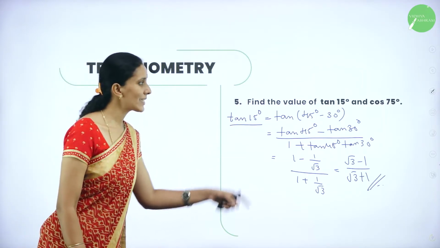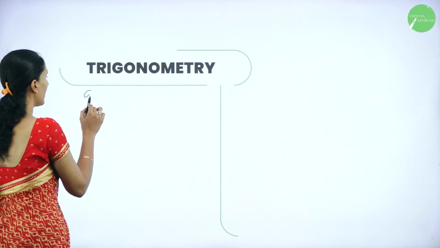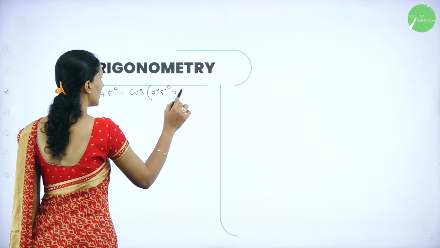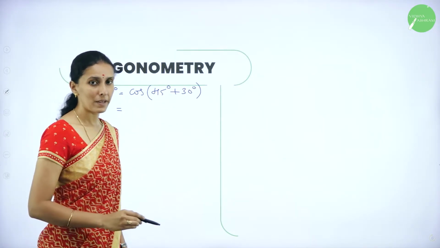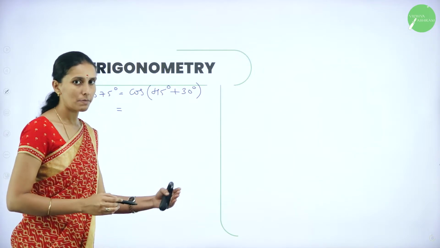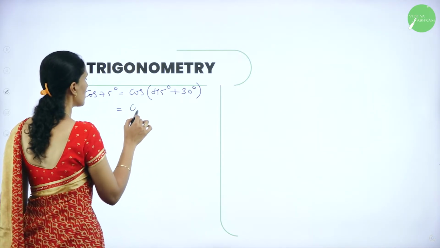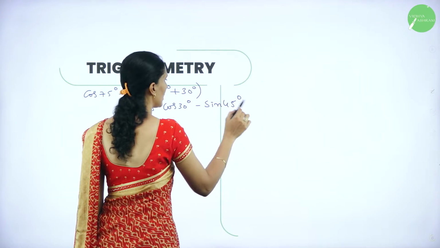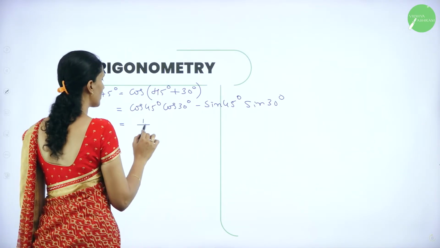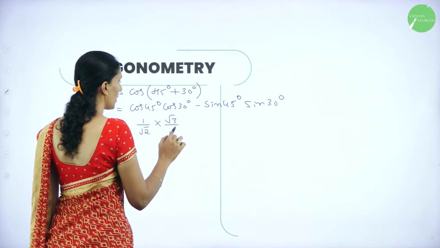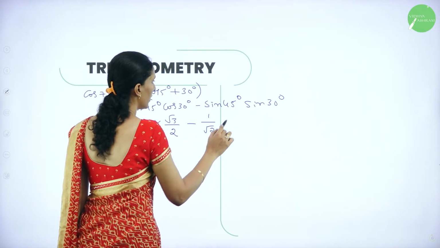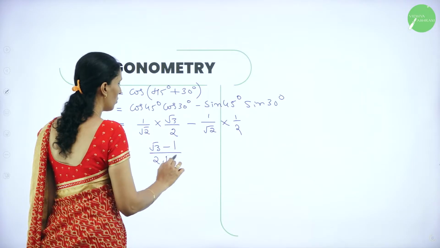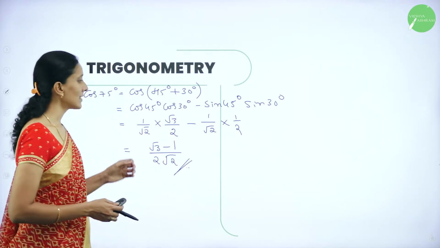Next we will take cos 75 degree. So cos 75 degree can be written as cos (45 degree plus 30 degree). What is the cos (A plus B) formula? Cos (A plus B) is cos A cos B minus sin A sin B. So this is cos 45 cos 30 minus sin 45 sin 30. Substitute the values. Cos 45 is 1 by root 2. Cos 30 is root 3 by 2. And here it is 1 by root 2 into 1 by 2. So on solving, you will get root 3 minus 1 divided by 2 root 2. So this is the value for cos 75 degree.